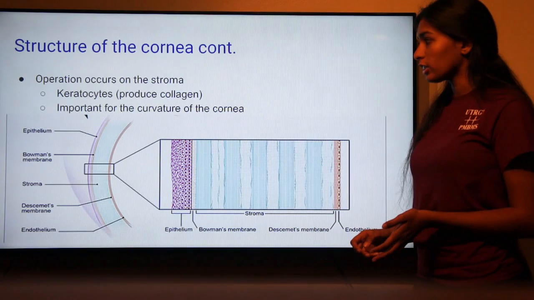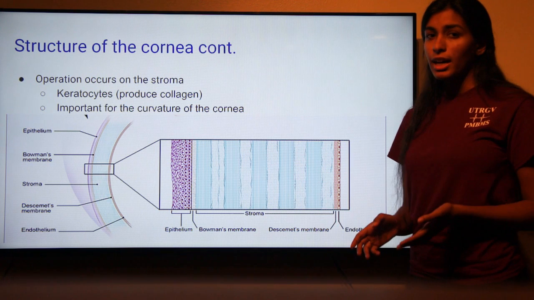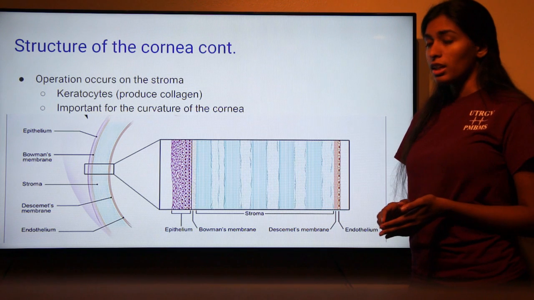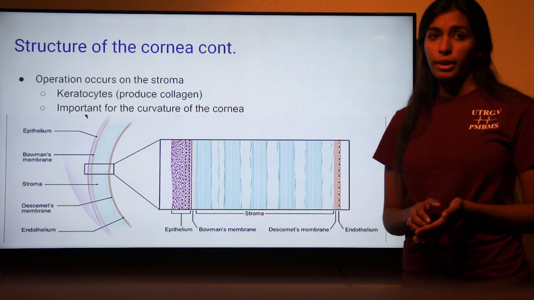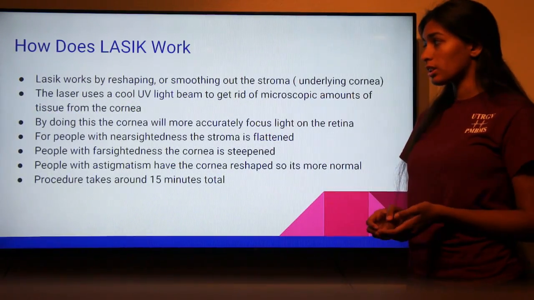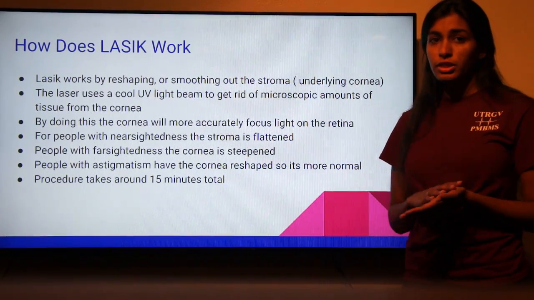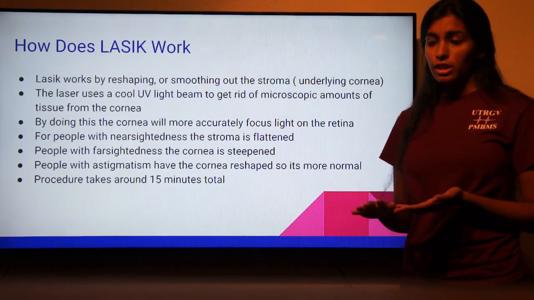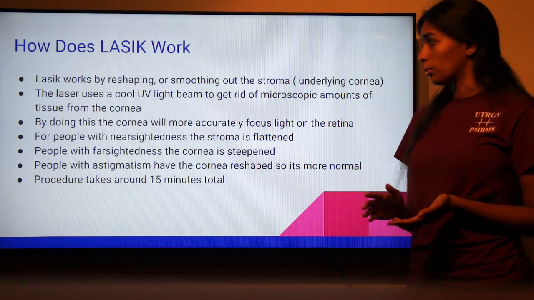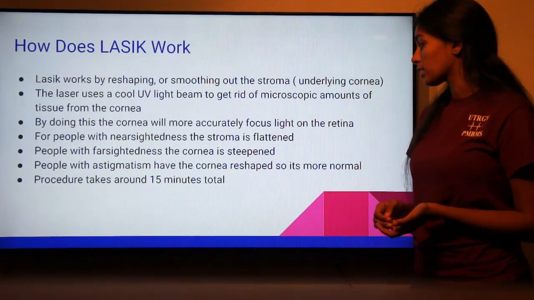So LASIK actually, the full operation occurs on the stroma. This is because the stroma has keratocytes, and keratocytes produce collagen. And then collagen is what decides the curvature of the cornea. So LASIK works by reshaping or smoothing out the stroma. What it does is it removes pieces of the collagen in order to either flatten or steepen, depending on the patient, the stroma. And when it does this, the cornea will more accurately focus light on the retina.